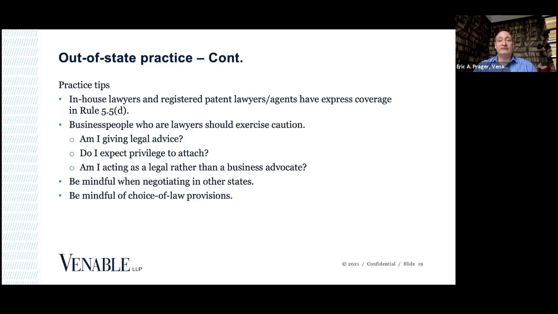There are some industries, the music industry, for example, where many executives happen to be lawyers. They moved into the executive ranks out of the legal department, but nonetheless are lawyers, keep their admission active, and are subject to all of these rules. So those folks need to be particularly careful and consider, am I giving legal advice? Am I acting as a lawyer, or am I acting as a business person? Do I expect privilege to attach?